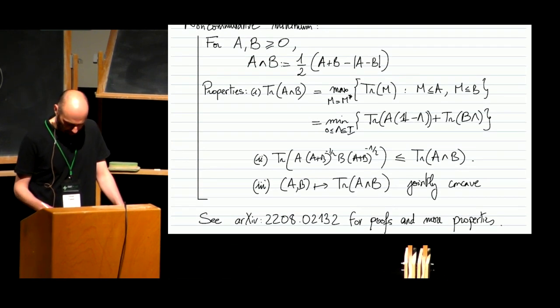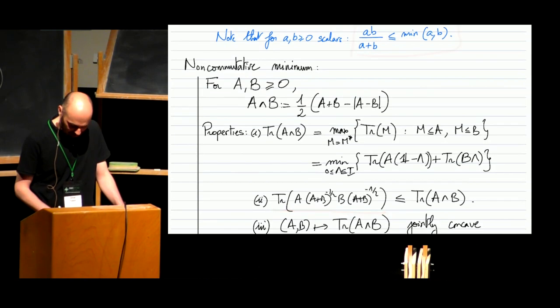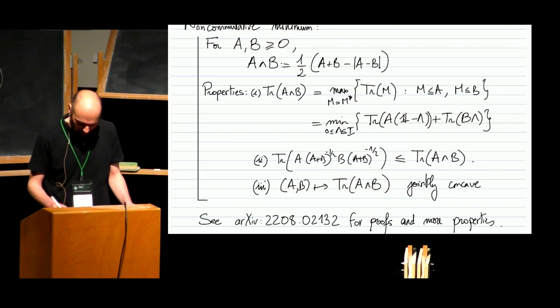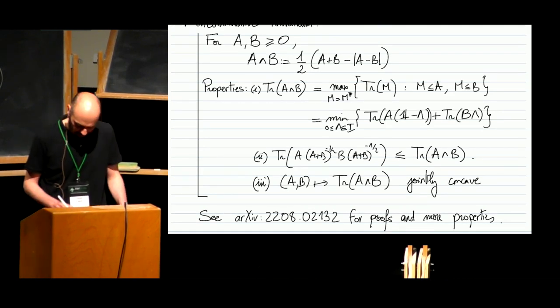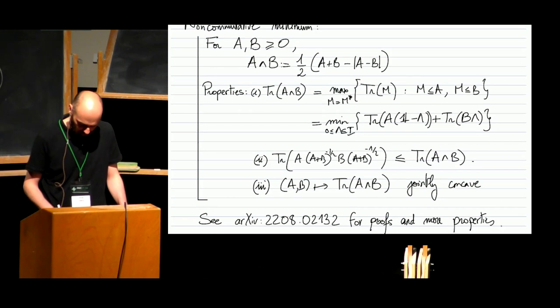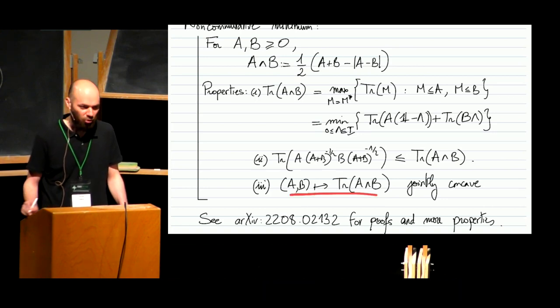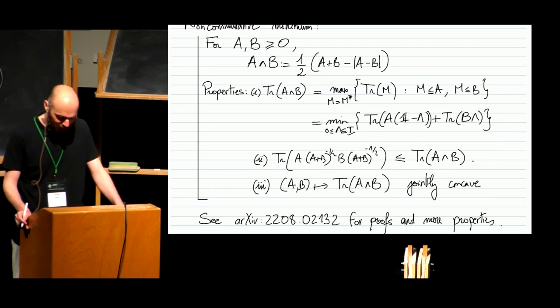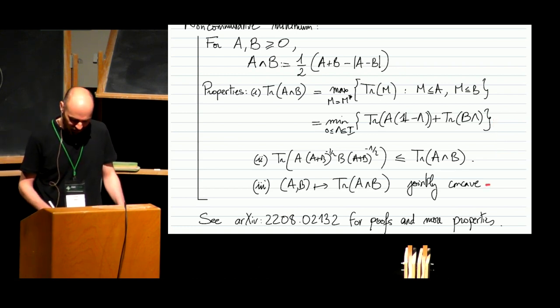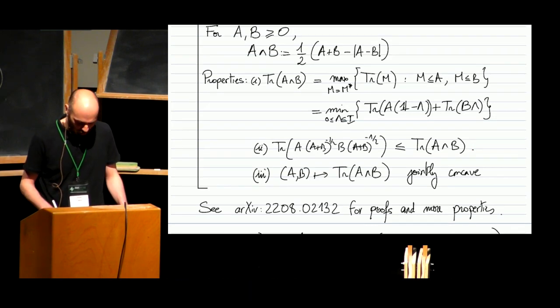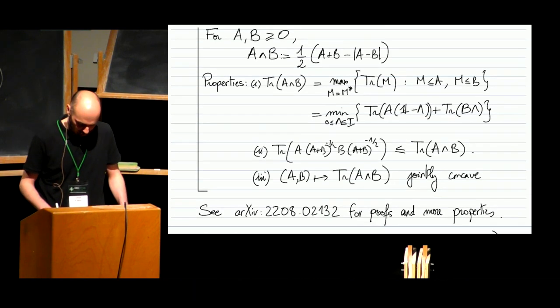What other properties will we need? We'll need this property, which is what we wanted here for scalars. We want it to hold also for this operator minimum, and it does hold. If I take the trace of A times B divided by A plus B, and remember the definition of dividing is just sandwiching by the square roots of the inverses, this is at most the trace of the minimum of A and B. Also, we'll use that this quantity is concave. As we discussed yesterday, you should see this obviously from this expression, because it's a minimum of linear functions, so it's concave. This is easy, while the other thing is a little bit harder to prove. I refer you to this paper if you want the proofs of these things and further properties, and how it's used in information theory.